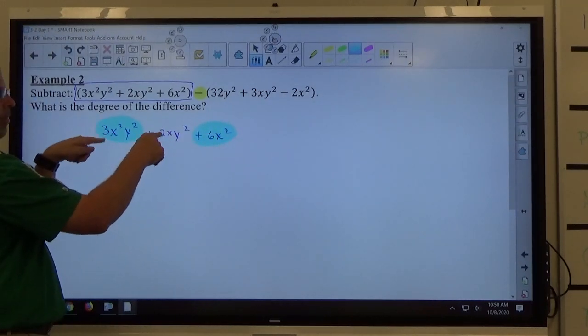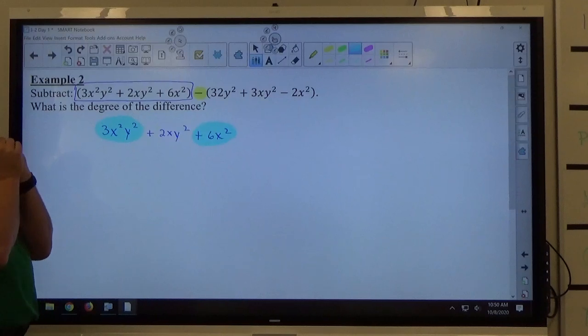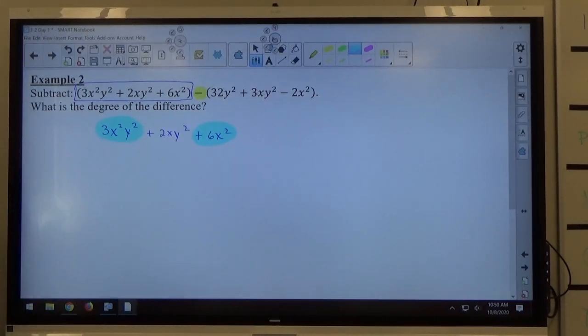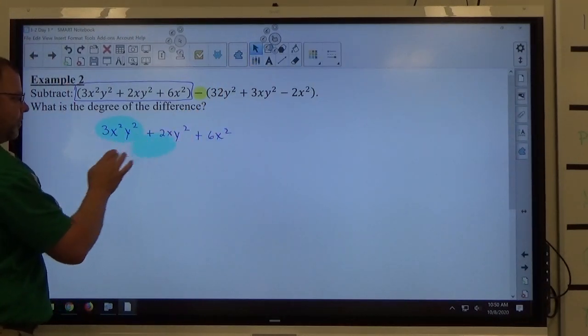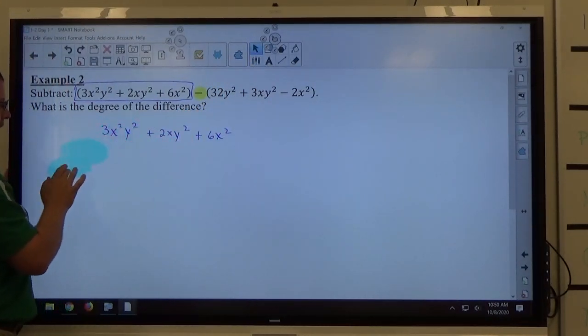Even though these both have x and y, this is x the first, that's x the second, they're not like terms. You cannot add them or subtract them. So that first polynomial is as simple as it can get. All simple means that you can't do anything else to it.